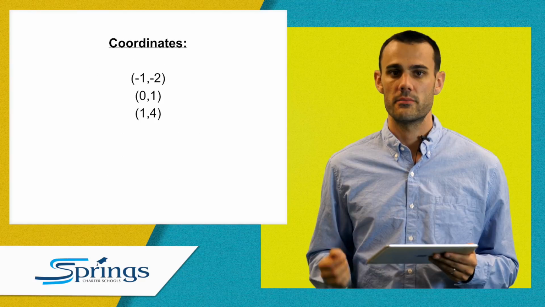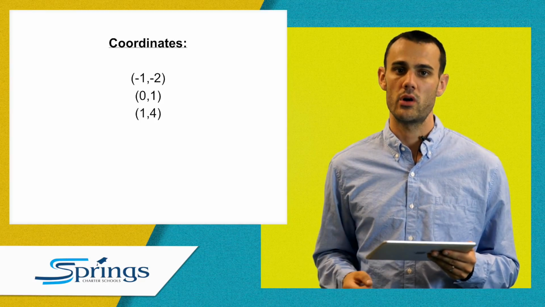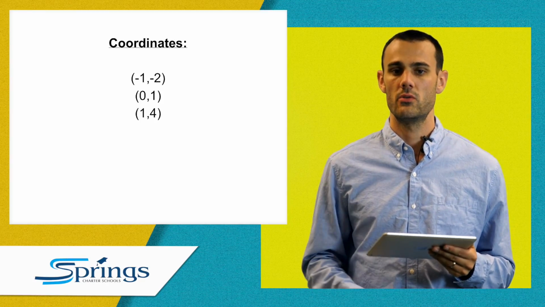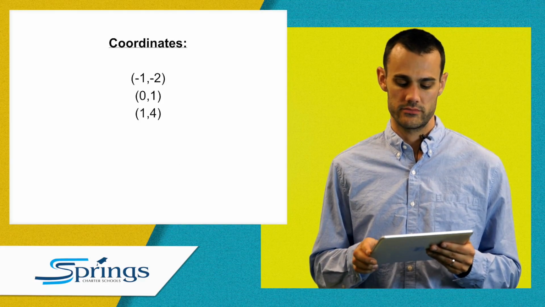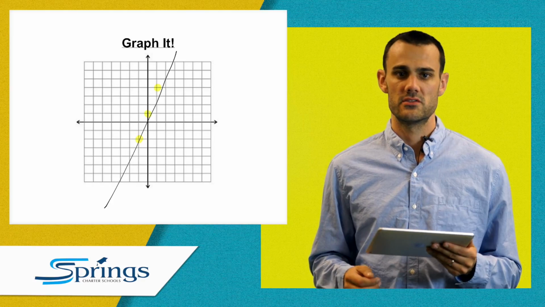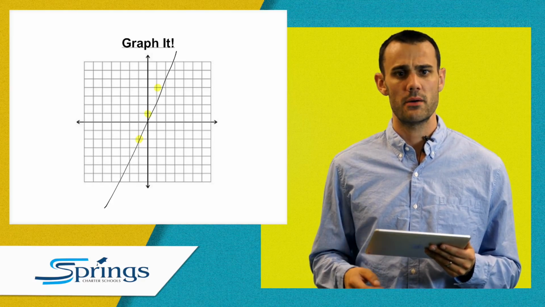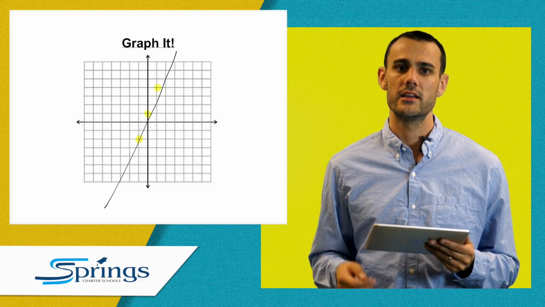I've created these coordinates on our page right here, and again, they're listed: (-1, -2), (0, 1), and (1, 4). I've also graphed them for us. I picked 3 of those coordinates, dropped them down with yellow points on our graph, and connected them.